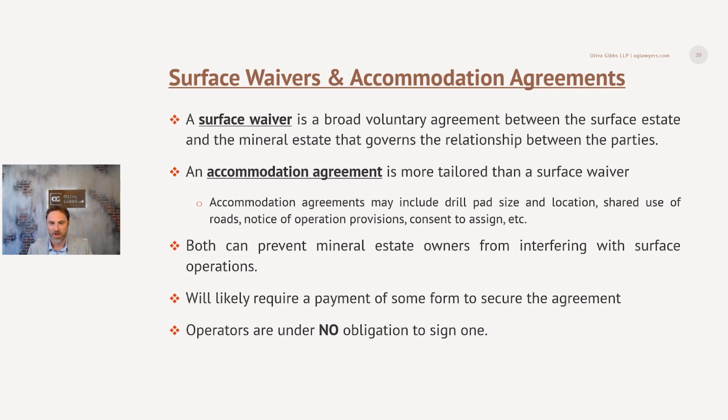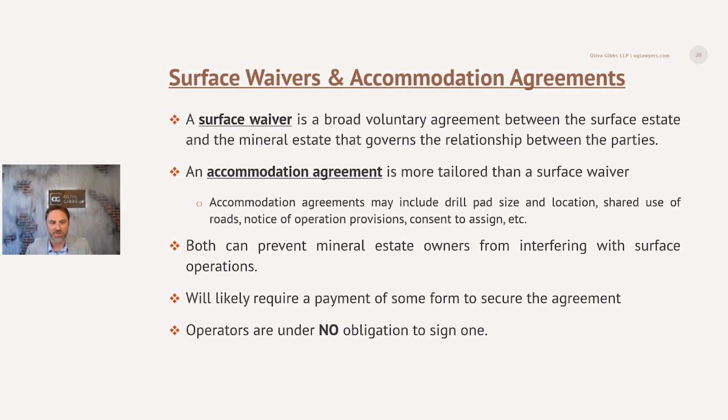They might include a primary and secondary term, something like that. Whereas an accommodation agreement is going to be far more tailored. These can be very lengthy. These can have a lot of different terms in them. They're going to be heavily negotiated. They're going to include a lot of the same things that you saw in the qualified subdivision statute, which is drill pad size, location, shared use of roads, notice of operation provisions, consents to assign, etc.